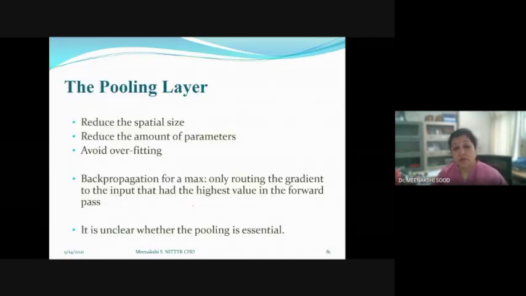Now comes the pooling layer. As I was discussing, the pooling layer is basically responsible for reducing the spatial size and the amount of parameters. And above all, it is very beneficial for avoiding overfitting, which is a very major problem in neural networks where we are employing back propagation. When the data increases, this problem of overfitting becomes very prominent.